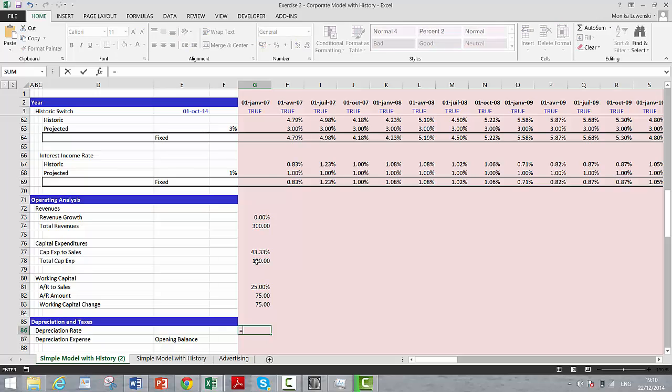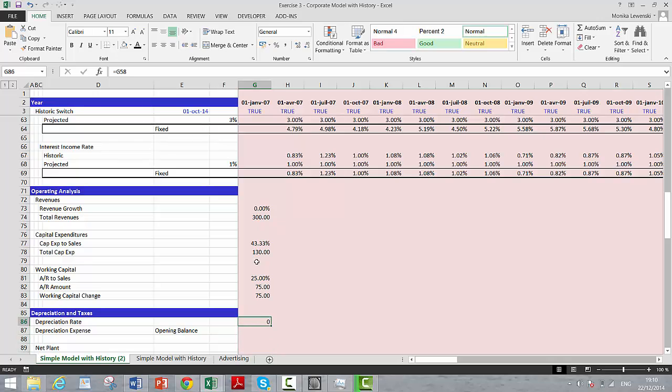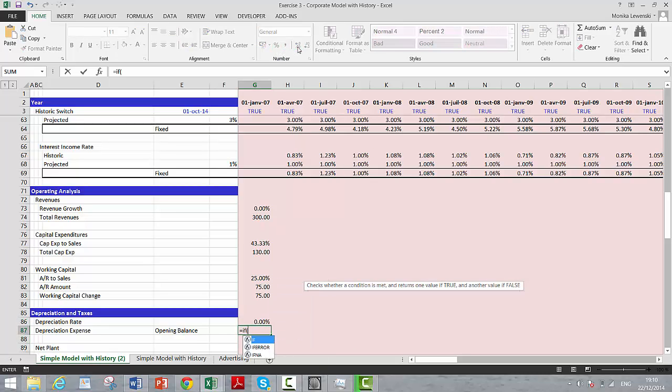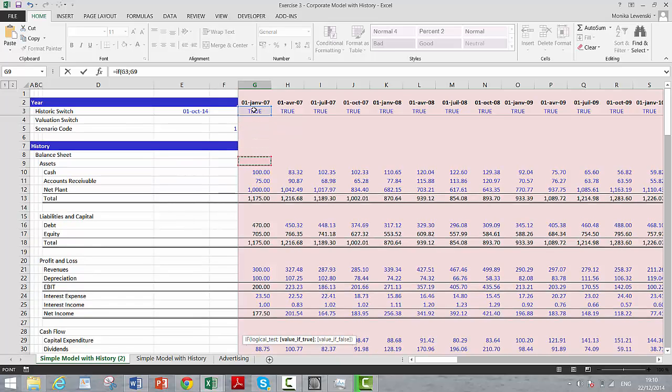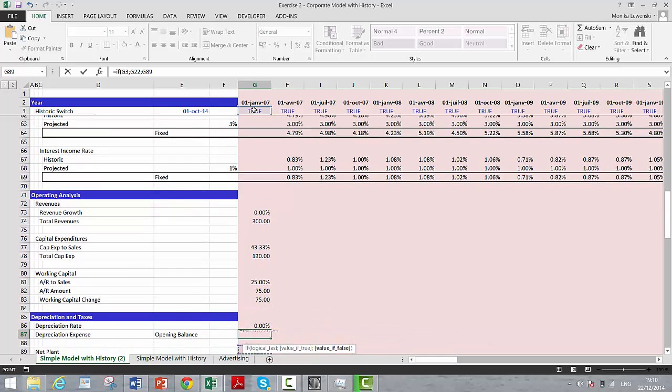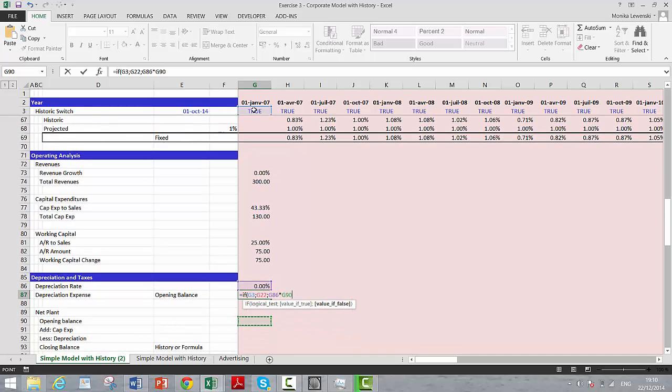Okay, and the same thing for the depreciation rate. We got our assumption. Unbelievable that I didn't get this stupid macro to work. And then if it's the history, let's take our actual depreciation. Otherwise, we'll take our depreciation rate. And this time, I guess we have to multiply it by the opening balance of the plant.